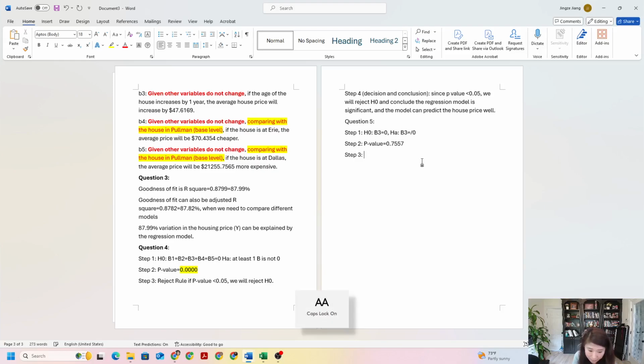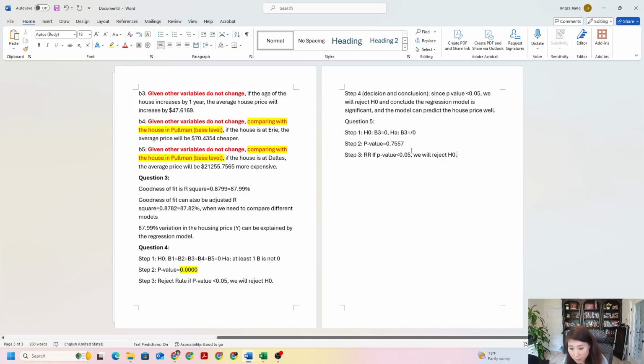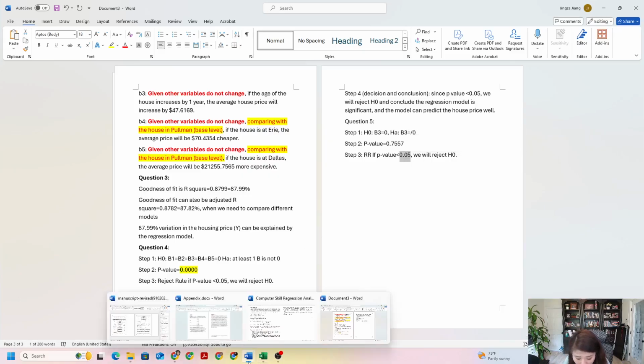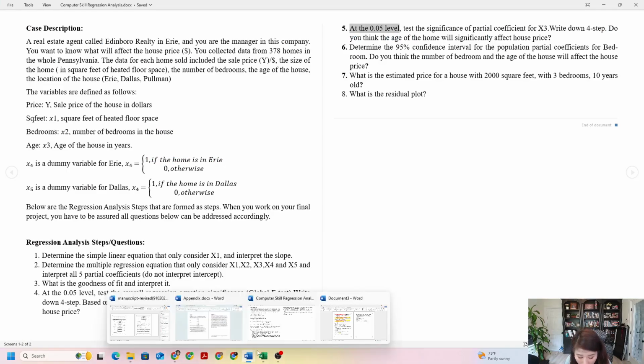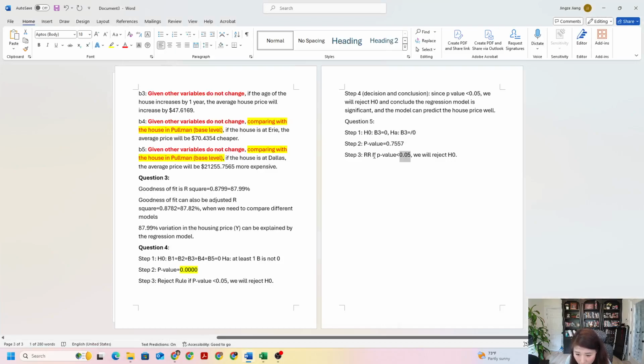Step number 3, my rejection rule. The rejection rule is exactly the same: if the p-value is smaller than 0.05, we will reject H0. The reason I know the threshold is 0.05 is that when I read the question, I realized it's at the 0.05 level. So that is the threshold I'm comparing with. If the p-value is smaller than 0.05, we reject H0.